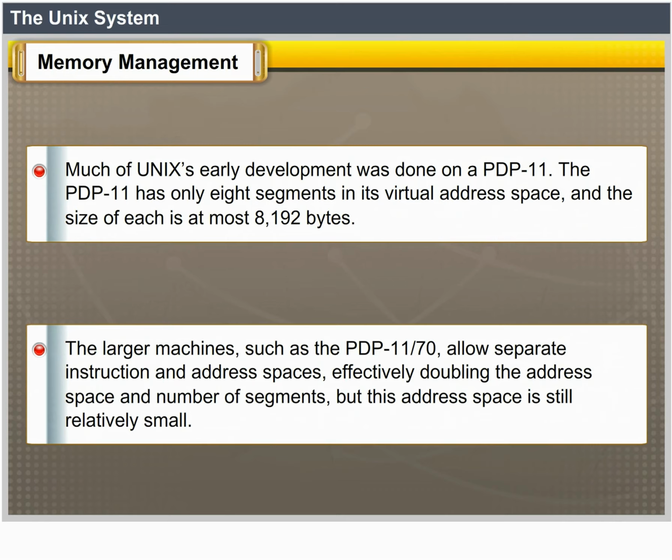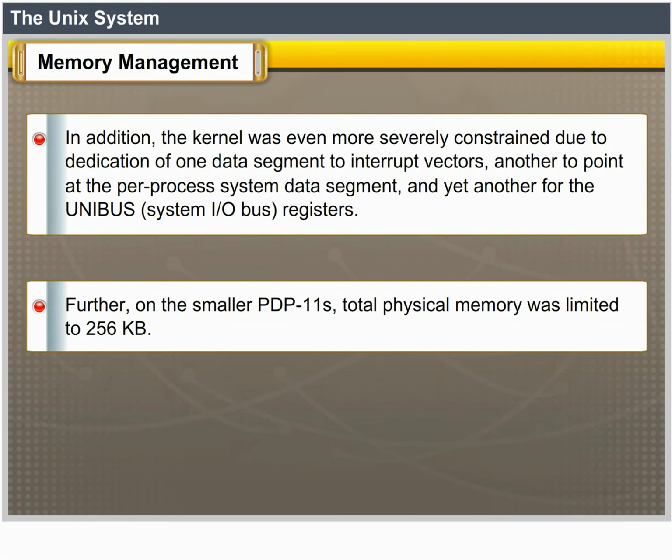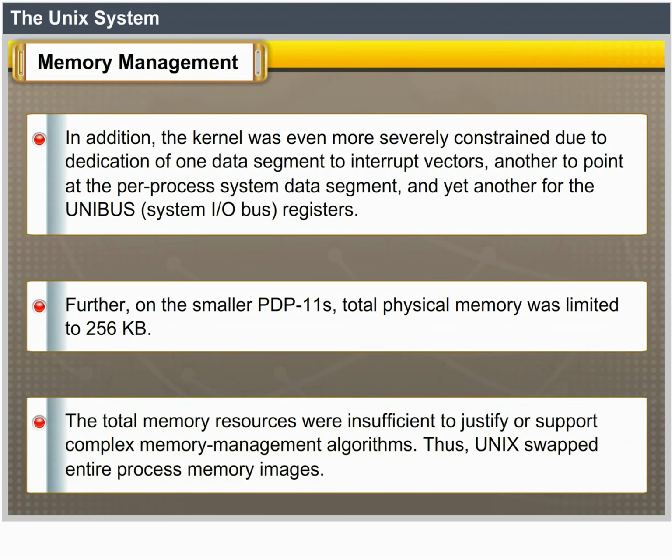In addition, the kernel was even more severely constrained due to dedication of one data segment to interrupt vectors, another to point at the per-process system data segment, and yet another for the Unibus system I/O bus registers. Further, on the similar PDP-11s, total physical memory was limited to 256 KB. The total memory resources were insufficient to justify or support complex memory management algorithms. Thus, Unix swapped entire process memory images. Berkeley introduced paging to Unix with 3BSD.